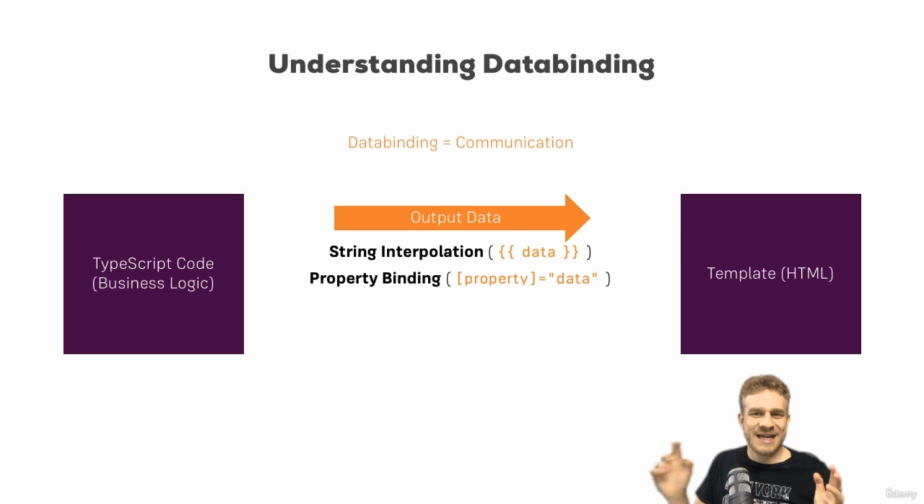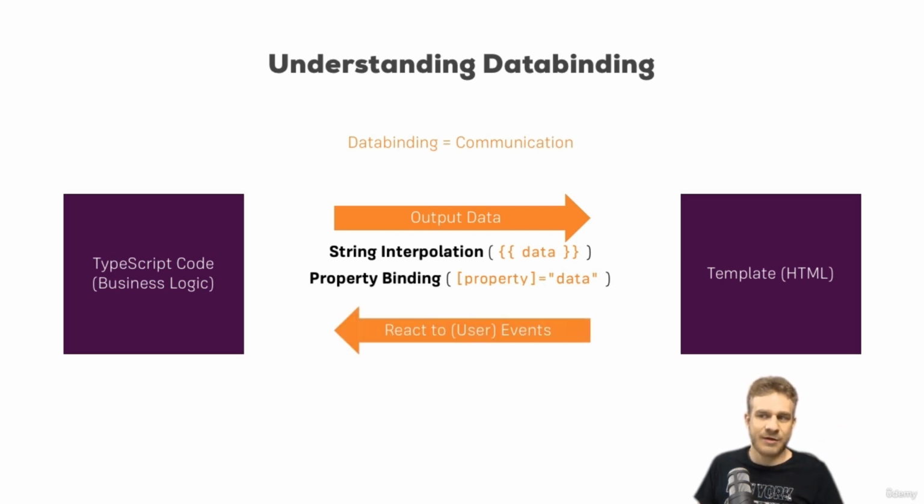Sometimes, though, the other direction is interesting too. If the user clicks a button, you can kind of think of the user clicking this button on the template because again, the template is the thing with which the user interacts, which he sees and where he's also able to click buttons. So if we click a button, we maybe want to trigger something in our TypeScript code. So now we need the other direction. And we can get this other direction.